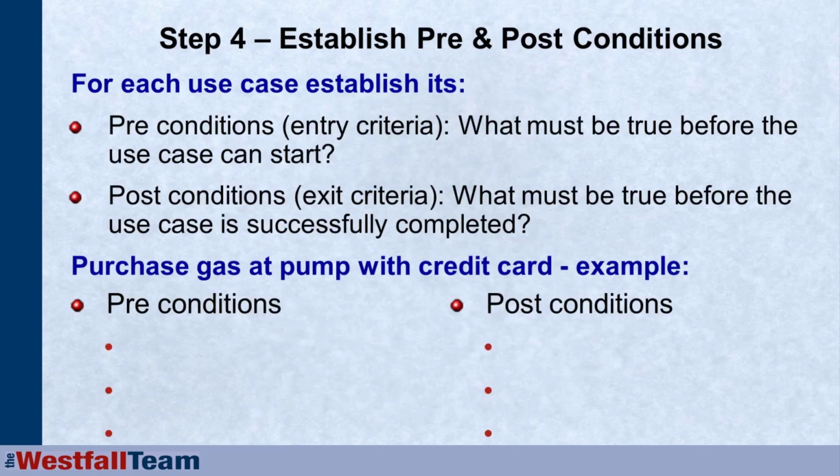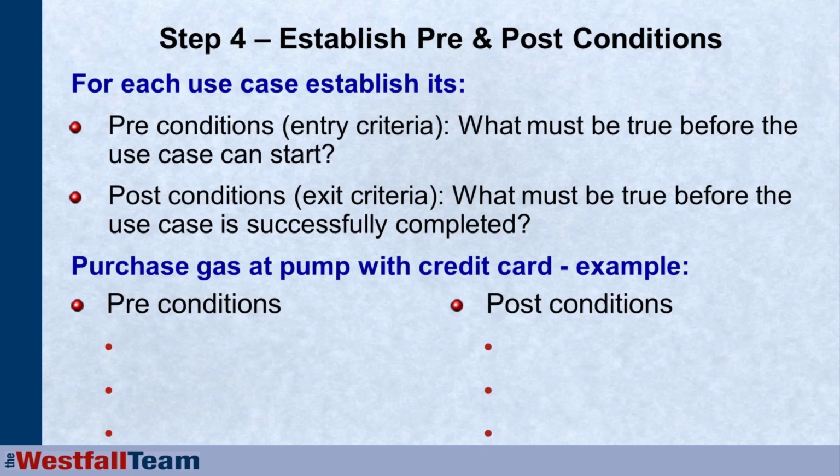So once we have identified our boundaries, our actors, and our interactions, step 4 then is to establish the pre and post conditions. Preconditions, like entry criteria to any process, are things that have to be true before you can start that use case. Post conditions are things that have to be true before that use case is considered successfully completed.